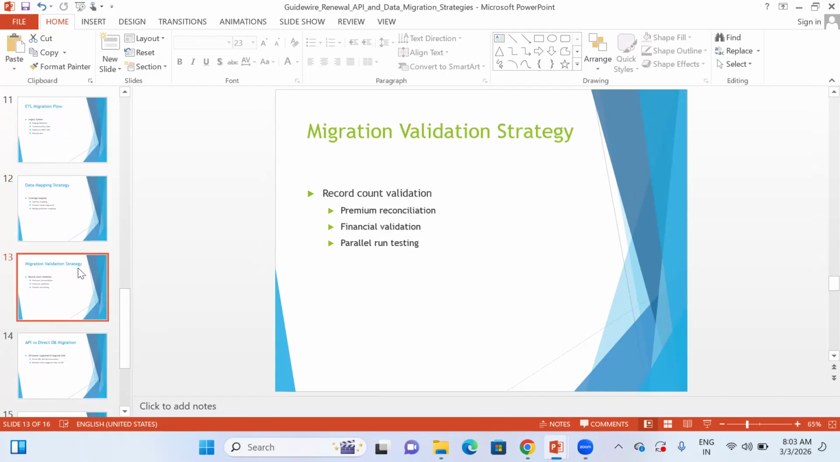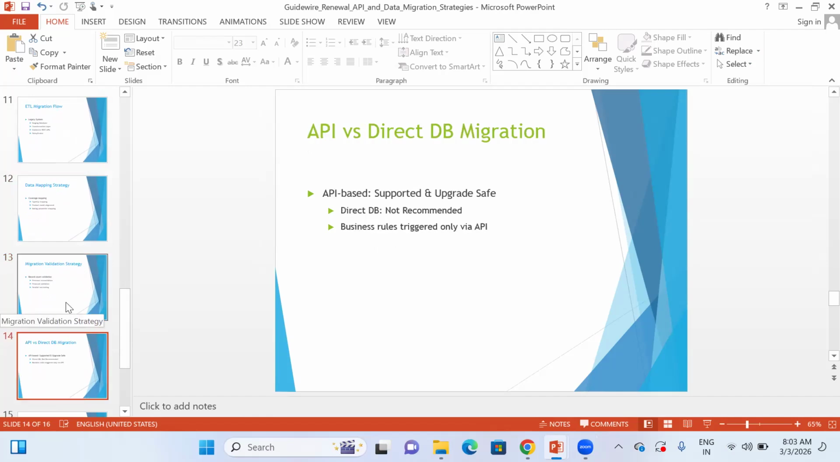When it comes to the migration validation strategy, there are three major ones: record count validations, premium reconciliations or any financial validations, and parallel run testing. This is all part of migration validation strategies. These are all APIs for API based migrations. Direct database migration, which we normally don't recommend, we don't do it. But business rules triggered only through API is something that we use.